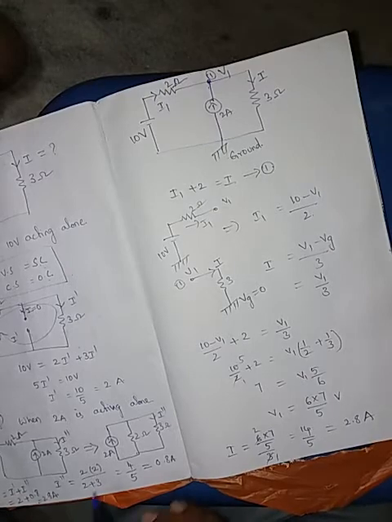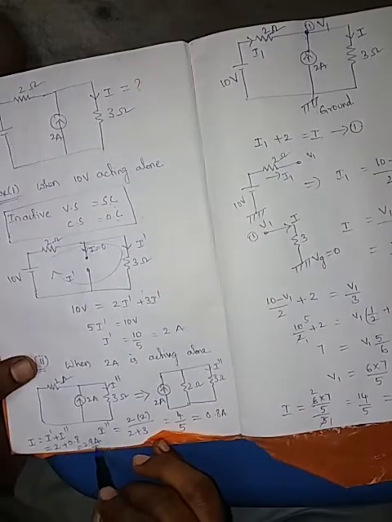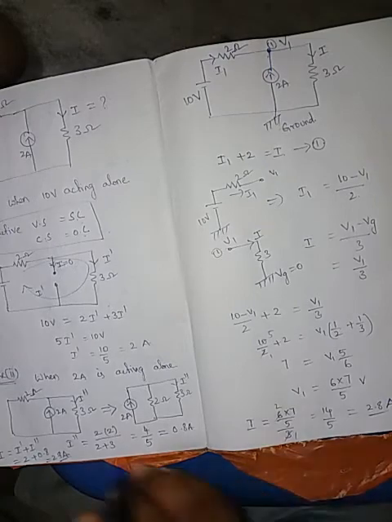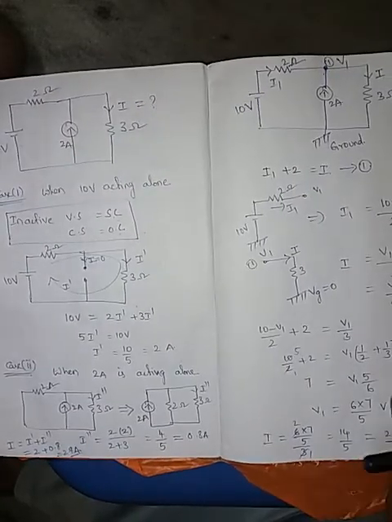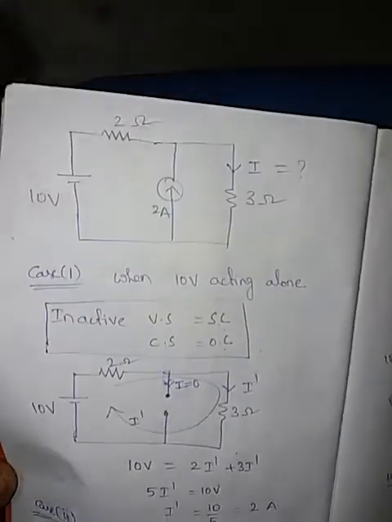Now we can observe that this 2.8 and this 2.8 are equal, so they are verified. Hence the superposition theorem is verified. I hope you got this one. You should see here how I draw.